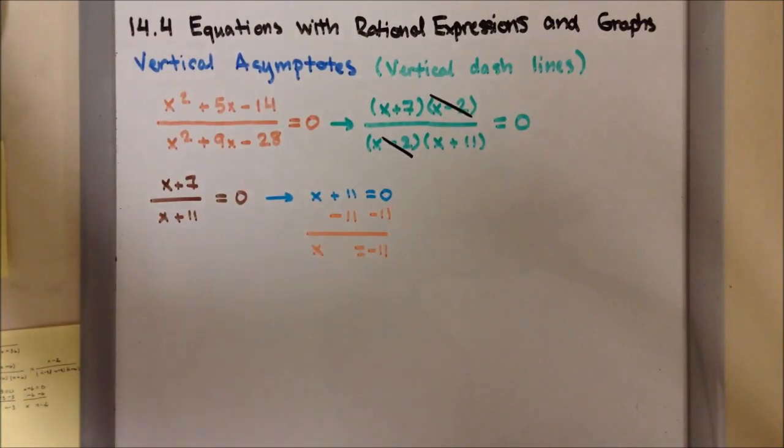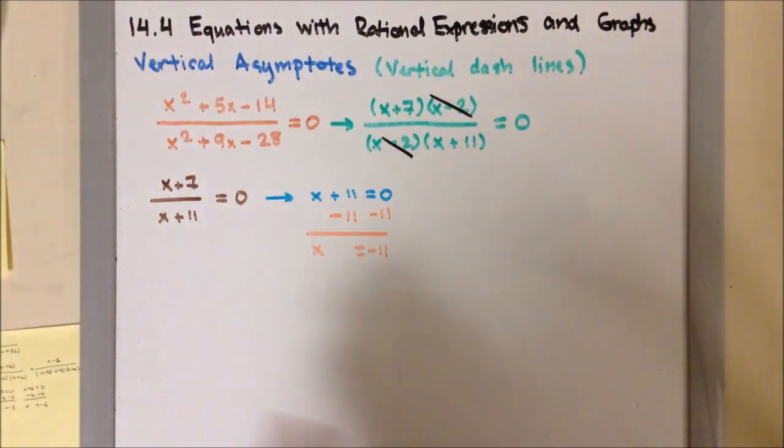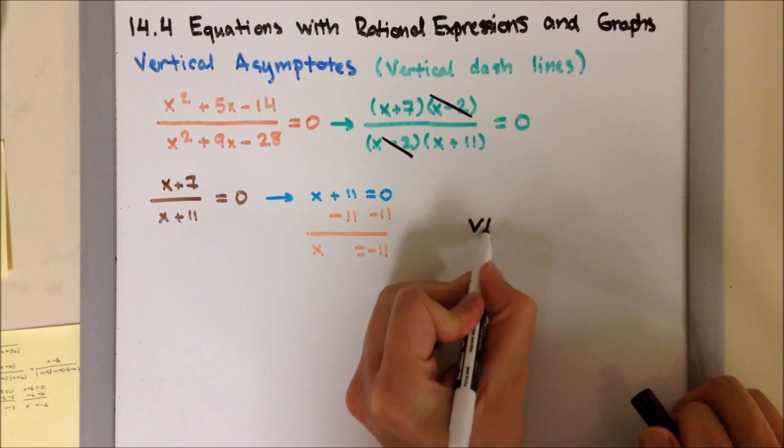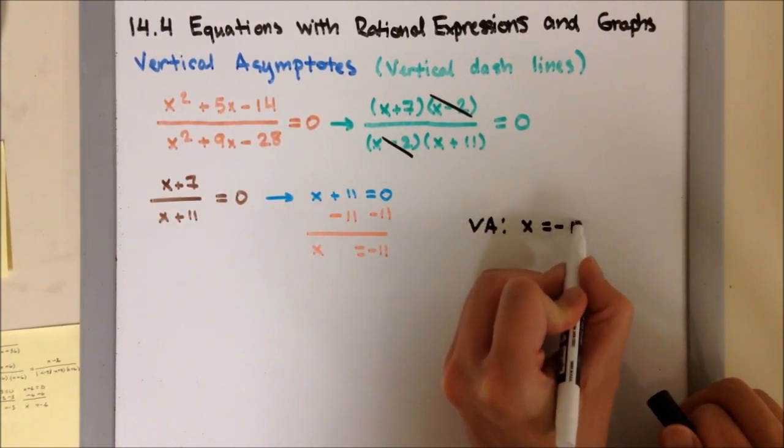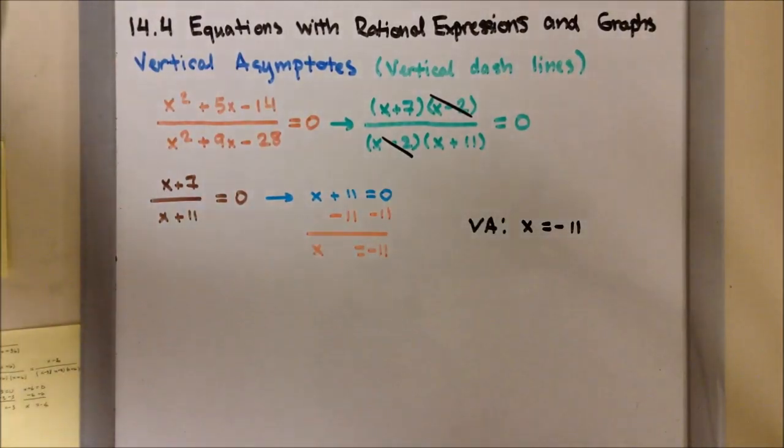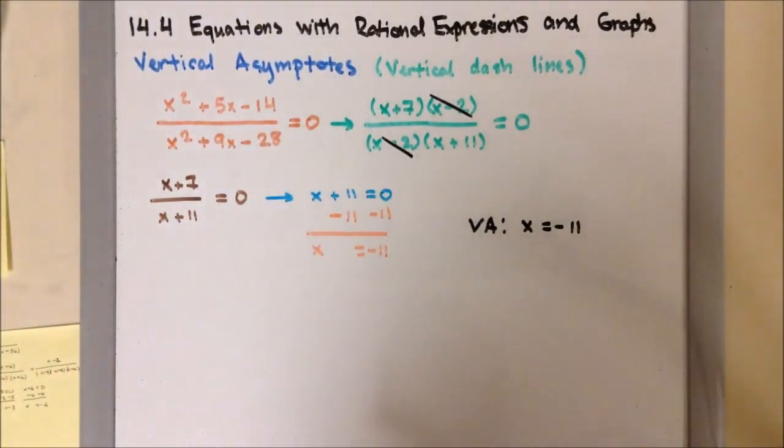So once I solve for the variable, then I'm going to state my answer. VA, vertical asymptote, where x equal to negative 11. And that's all you have to do. And then let me box my final answer.